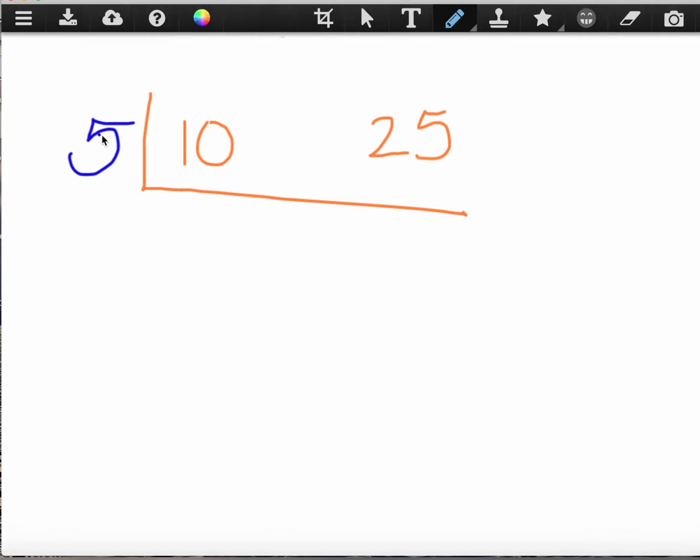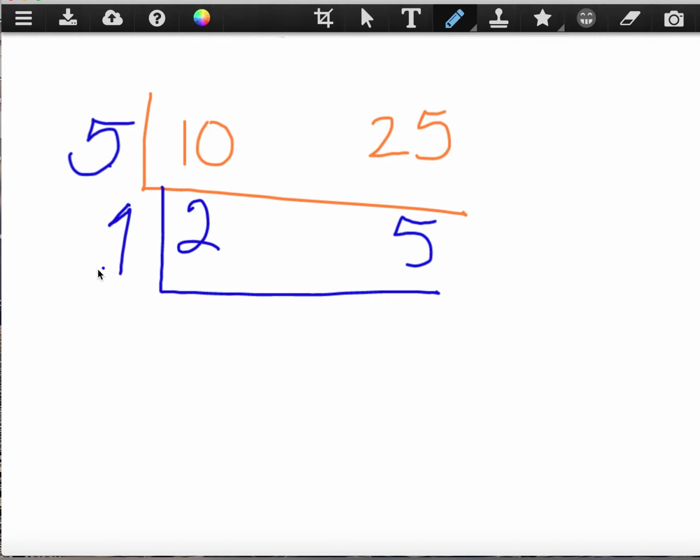5 goes into 10 2 times. 5 times 2 is 10. 5 goes into 25 5 times. 5 times 5 is 25. Box it in. Find a number that can go into 2 and 5 evenly. They can't. There's nothing that can go into them. Only 1. So 1 and done. 5 times 1 is 5. That's my GCF. The factor that can divide into both of these, the biggest factor that can divide into both of those. Nothing can go into 2 and 5 evenly except 1, then 5 into both of them.